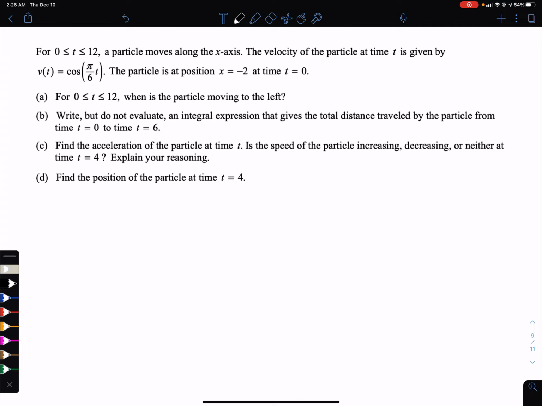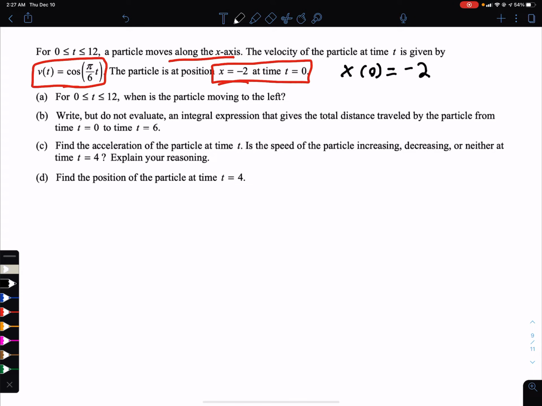All right, we are told some stuff. A particle moves along the x-axis, so it's left and right. Here is the velocity of the particle. And at x equals 2, it starts at 0. So what does that mean? That means x sub 0 equals negative 2. That's going to be very significant. Okay? So the question is, when is a particle moving to the left?